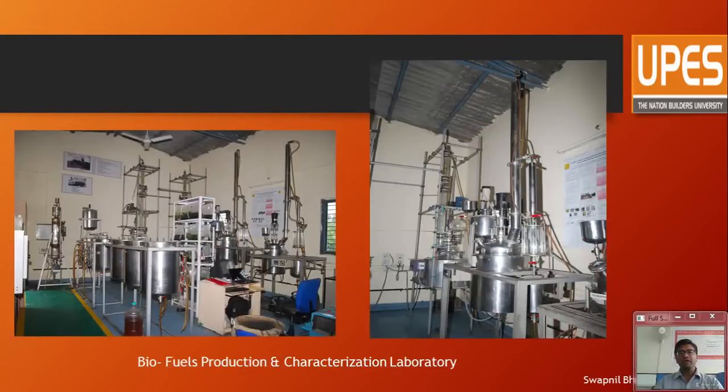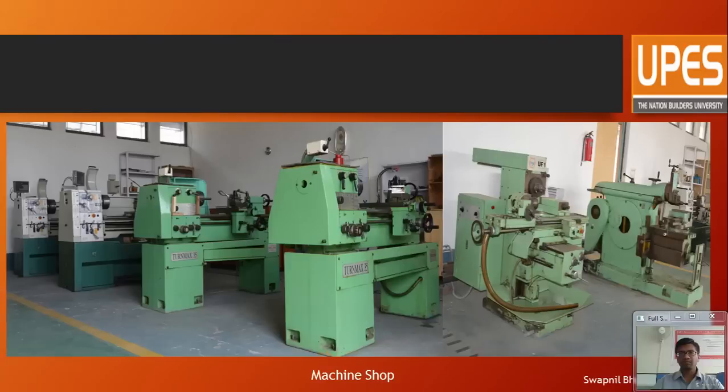Another one is the biofuel production and characterization laboratory. In this laboratory specifically, different types of fuels are tested, which are edible and non-edible vegetable oils, and characterization is done here. Machine shop is the extension of the workshop. In the first year, you will handle these machineries: lathe machines, drilling machines, milling machines. All types of machineries are there in the workshops.